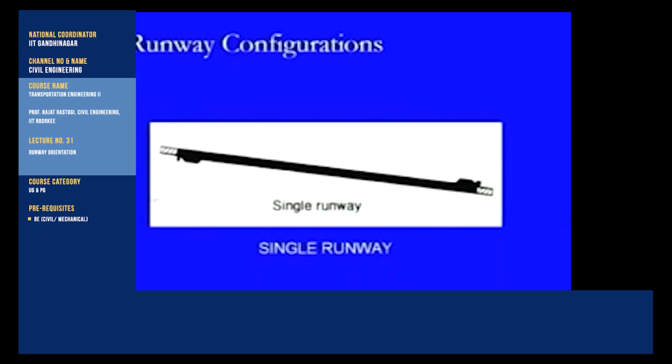This is the single runway condition with the clearway at the end on this side as well as this side. So, this single runway will look this way. This is a particular orientation on the basis of the orientation being found out from the windrose diagram.